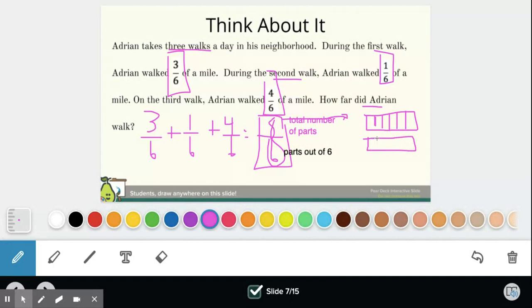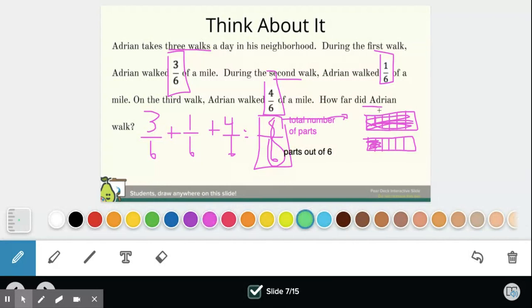So here goes another one. 1, 2, 3, 4, 5, 6. Okay, I'm ready to shade in. So I would shade in all of this. That's 6. I need 2 more, and that's 8. So now I got a visualization of my mixed number.